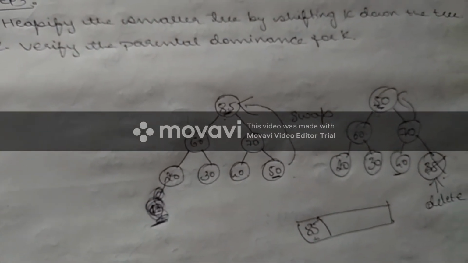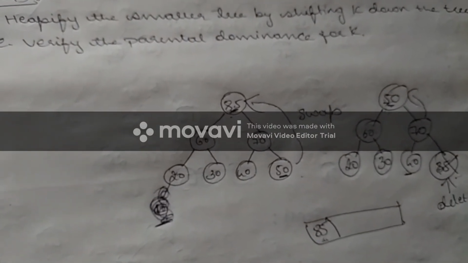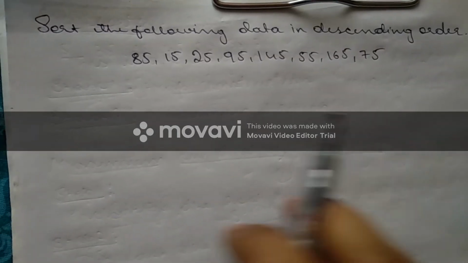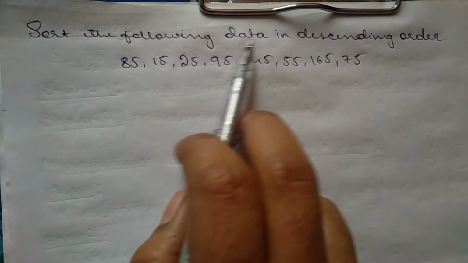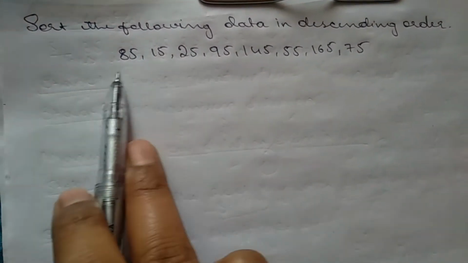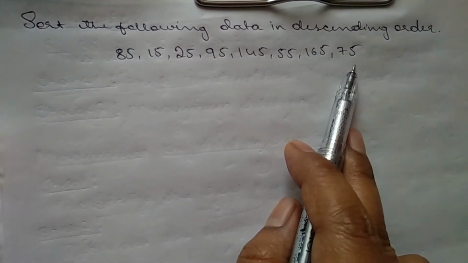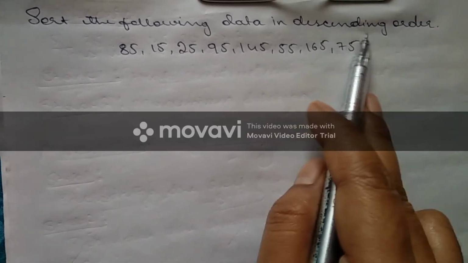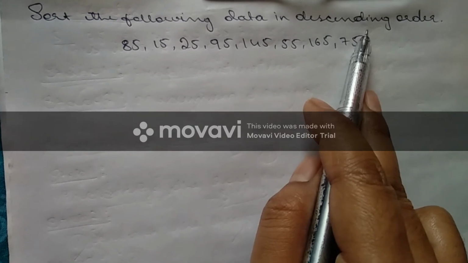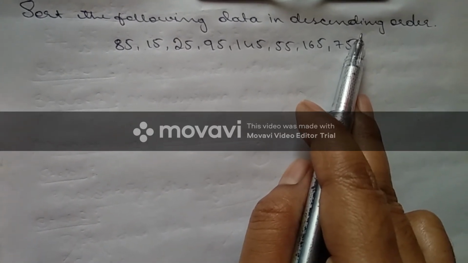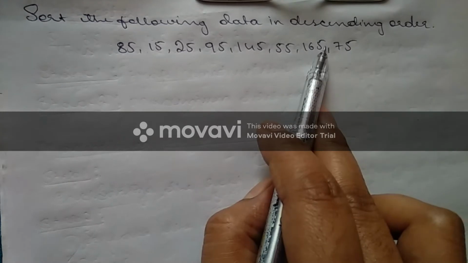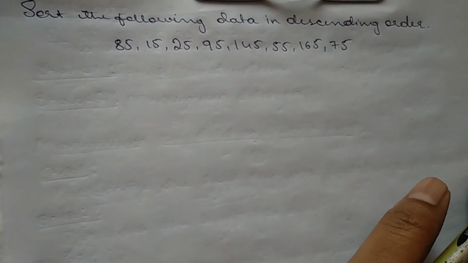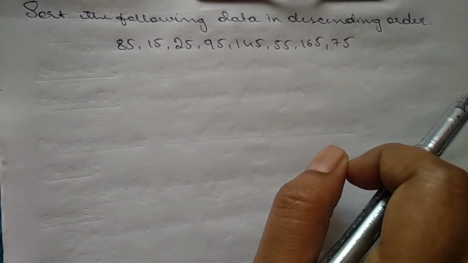Now let me take a problem on this, then you'll come to know how you can sort the elements in heap sort. See, sort the following data in descending order. These are the elements they have given. In the beginning itself, I have told you, on the basis of order, you have to decide whether it is a max heap construction or a min heap construction. Here, descending order means from higher value to lower value.